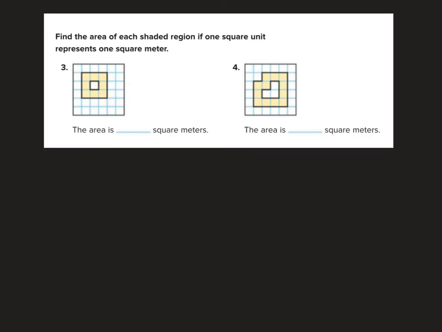Okay, let's see what these guys have to say. Oh, this one's not too bad. 1, 2, 3, 4, 5, 6, 7, 8. 8 square meters is what this one would be, because it says each unit on here represents 1 square meter. All right, here we have 1, 2, 3, 4, 5, 6, 7, 8, 9, 10, 11, 12. 12 square meters. And I do really recommend making some sort of mark in each square so that you know if you've counted it or not.